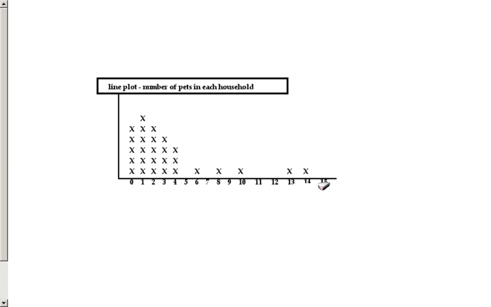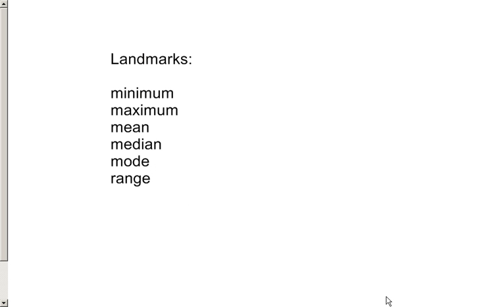So I'm going to take my eraser tool again, erase here. And again, I define what those numbers represent. The numbers represent the number of pets from 0 to 15. The X's represent the number of households with that number of pets. So when I look here at 2, I see 1, 2, 3, 4, 5 households have 2 pets. So this is a line plot and a mystery line plot where we have to match our line plot with a possible data set.